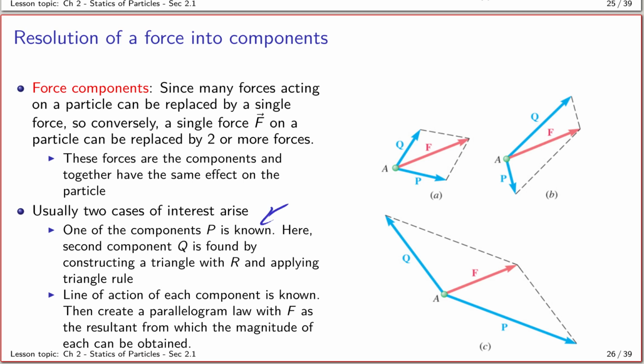So if one of the components is known along with the resultant, then you're basically limited in how you can choose the final unknown force, and this is either by forming the parallelogram or by constructing a triangle. The other case is when the line of action of each component is known. That means your angles are well defined, and so again you are limited in how you can find the force components of the original force.